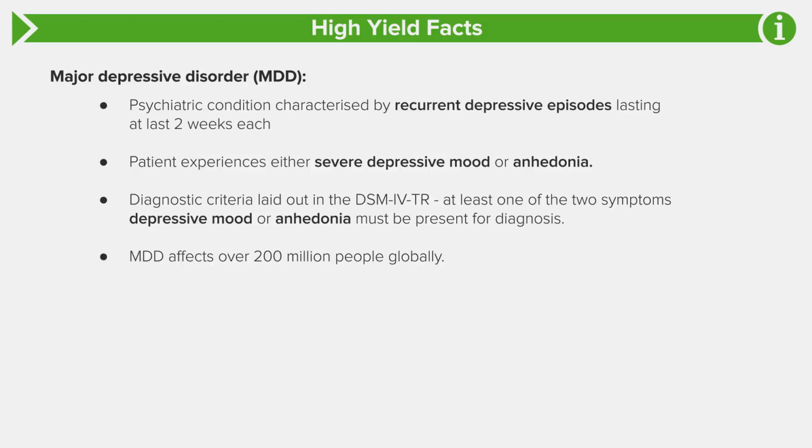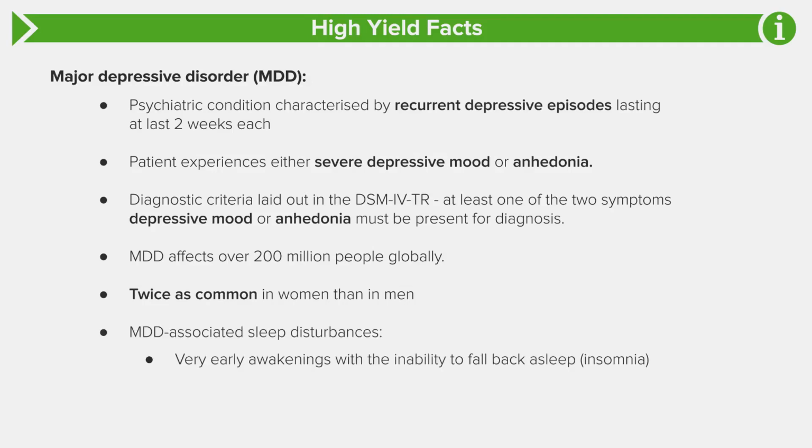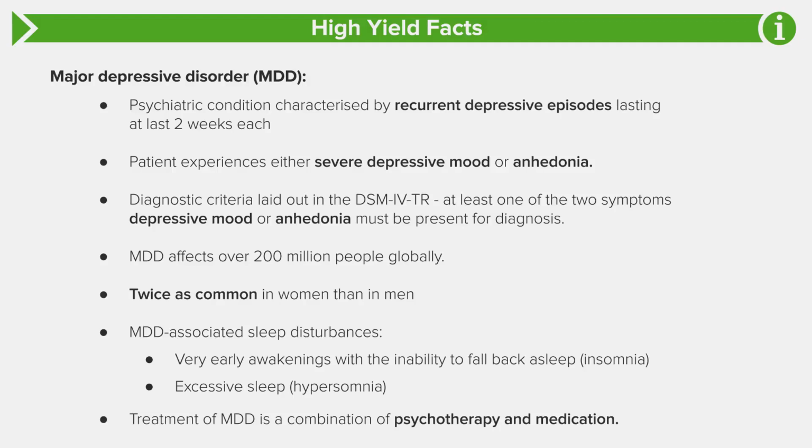Major depressive disorder affects over 200 million people globally and is nearly twice as common in women than in men. Major depressive disorder sleep disturbances are typically very early awakenings with the inability to fall back asleep, insomnia, or excessive sleepiness, hypersomnia. Treatment of major depressive disorder is generally a combination of both psychotherapy and medication, but it really depends case to case per patient.